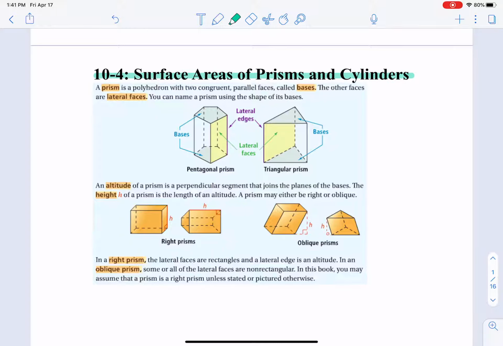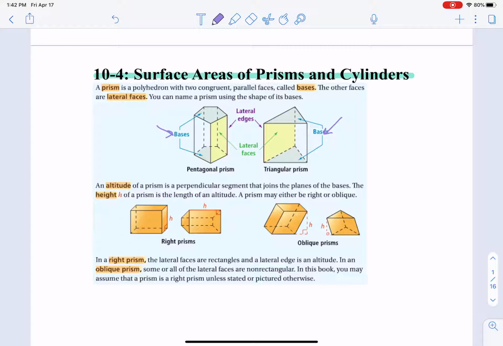I'm going to read a little bit of this too because I think it's helpful. We talked yesterday about a prism. It's a polyhedron with two congruent parallel faces called bases. The other ones are called lateral faces, so the ones on the sides are lateral faces. And then you can name it by the shape of its base. These are sitting on its base, but sometimes they're sitting sideways, so watch out for that.